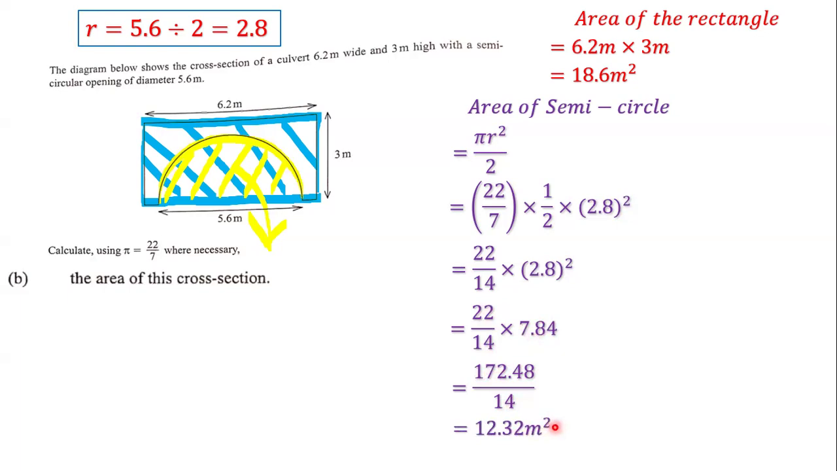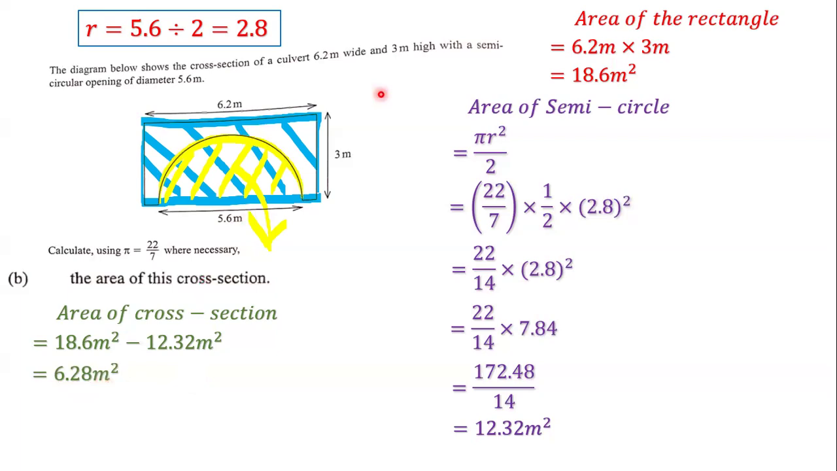12.32 meters squared. Now, in order to figure out the area of the cross section, we have to subtract. We take the area of the rectangle and we subtract the area of the semicircle. And when we subtract them, we get 6.28 meters squared. So the area of this cross section is 6.28 meters squared.